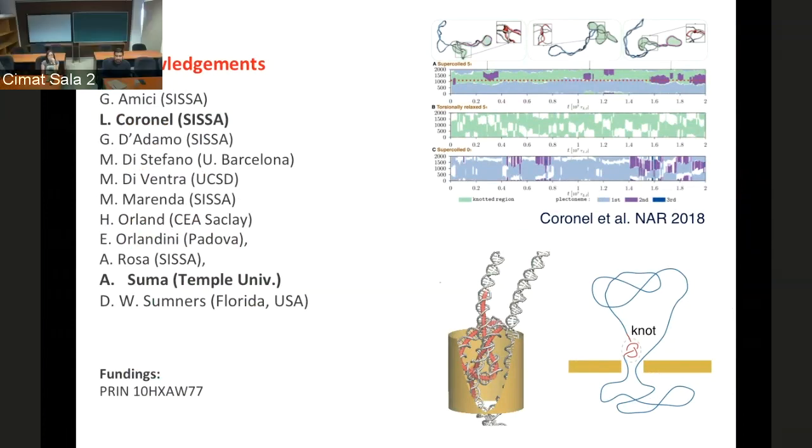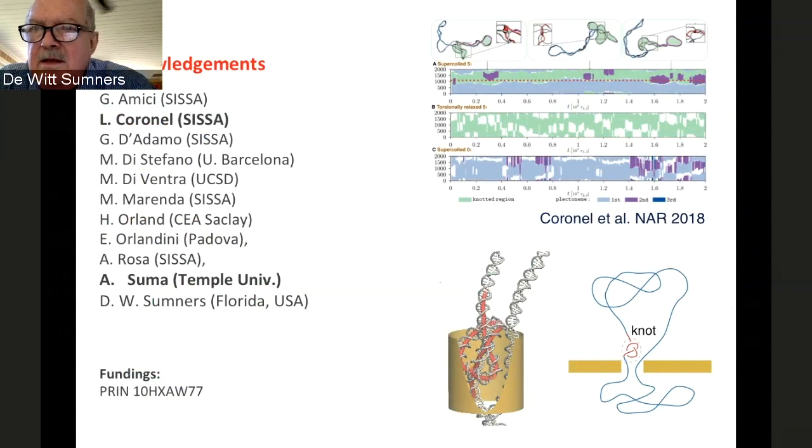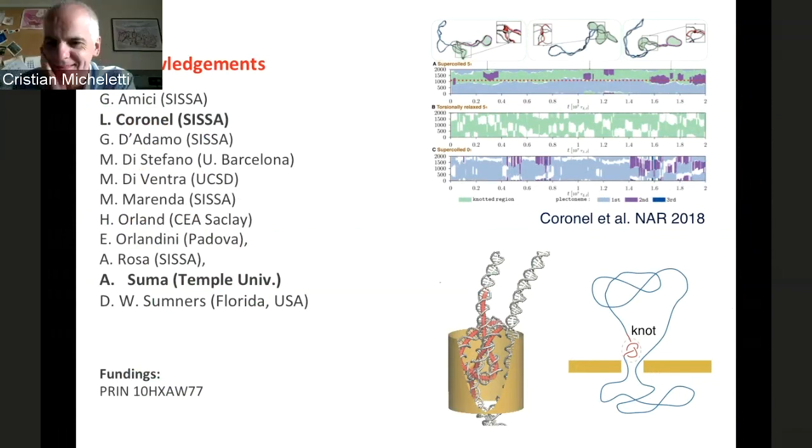So, Cristian, a very nice talk. Did you do any simulations of duplex linear chains with knots in them to see if the knot would reptate off the end? No, we haven't. I agree, it's nice.